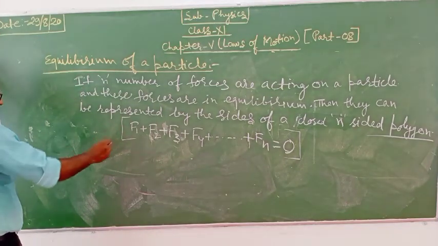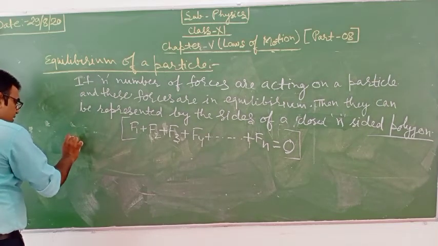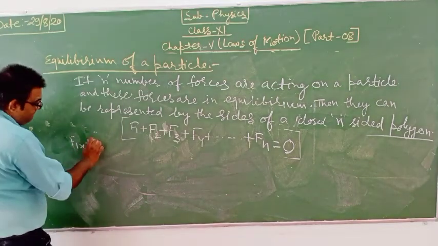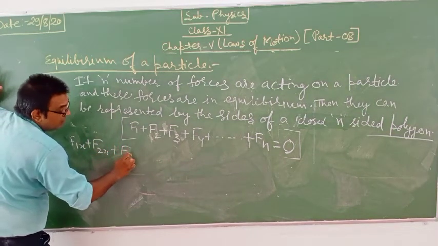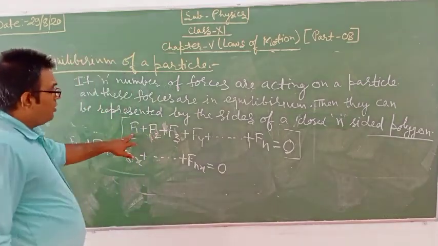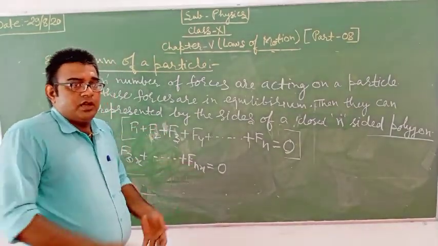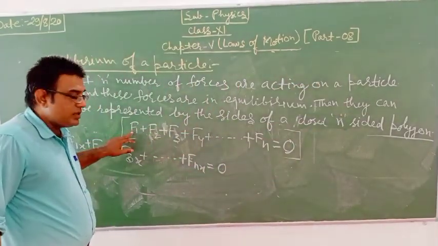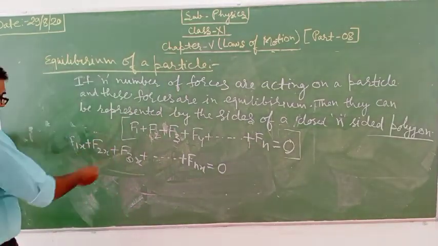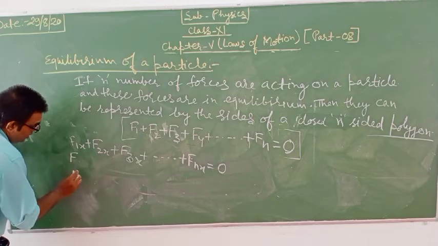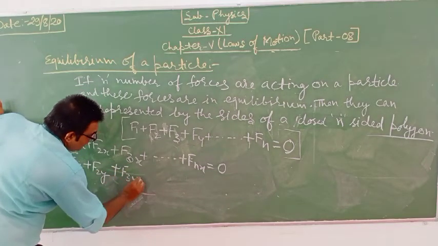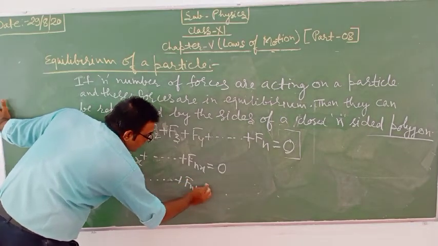Now while saying F1, we can write it as F1x plus F2x plus F3x plus up to Fnx equal to 0. This means all the x components of the forces, if these forces are acting in a three-dimensional space, the sum of all the components of F1, F2, F3, F4, Fn acting in the x direction is zero. Then F1y plus F2y plus F3y plus up to Fny is equal to 0.